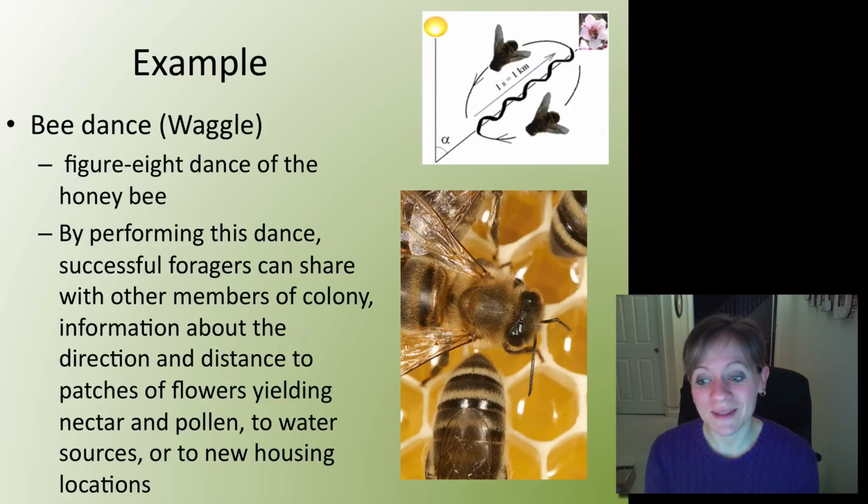One example I really think is funny is the bee dance. It's called a waggle. Again, you can YouTube this and actually see bees doing this, but it's this really funky figure 8 dance of the honeybee. By performing this, successful foragers who've already found food can do this little dance, and depending on how they do this dance, they can tell other honeybees where food is, where pollen is, where water is, or where a new housing structure might be, all just in the way that they do their little dance.